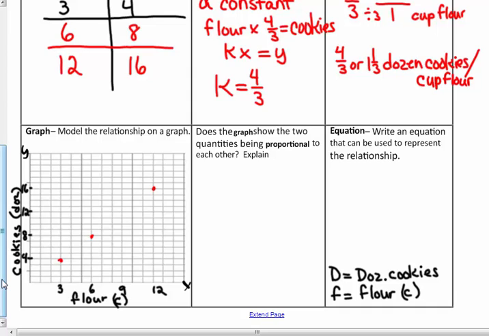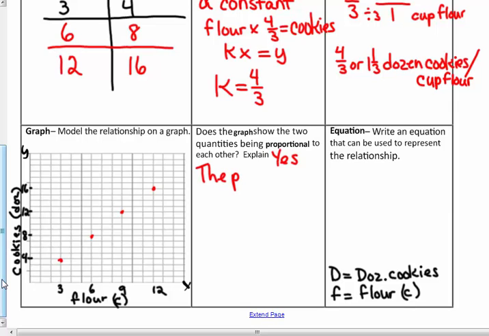Hard to do this on the smartboard. Do they look like they're lining up in a straight line? You know what? I could find another point here. For 9 cups of flour, I would get 12 dozen cookies. 9, 12. I know that's another point on here. Does the graph show 2 quantities being proportional to each other? Yes, it does. I just said that. It's a straight line that passes through the origin.